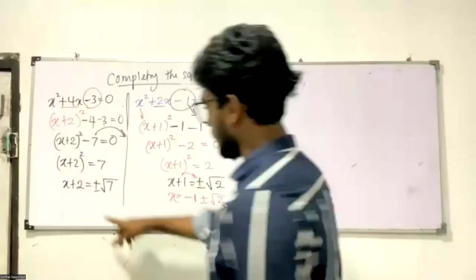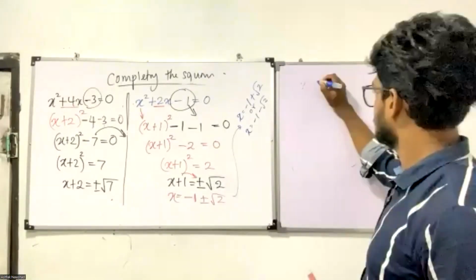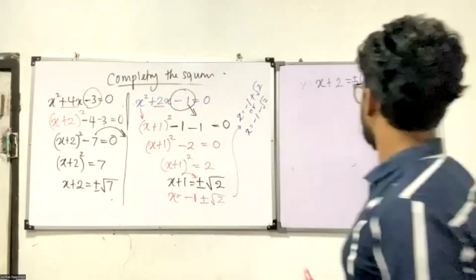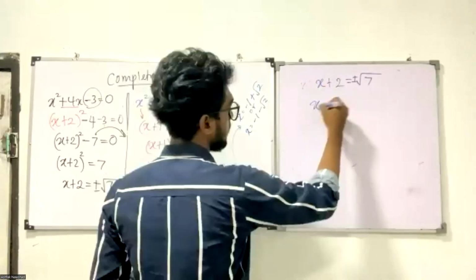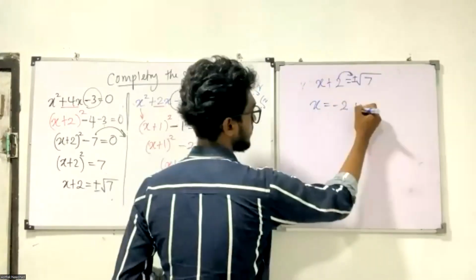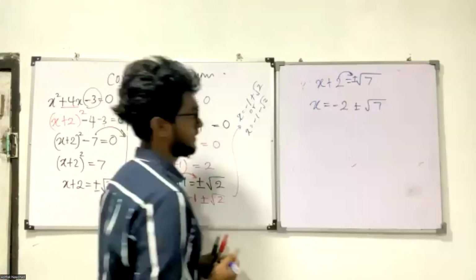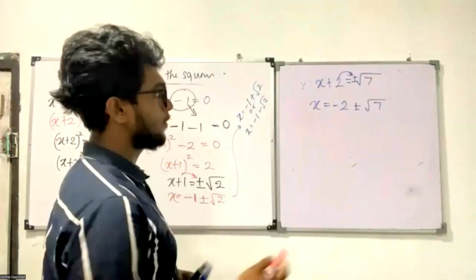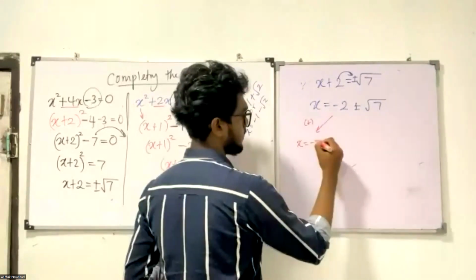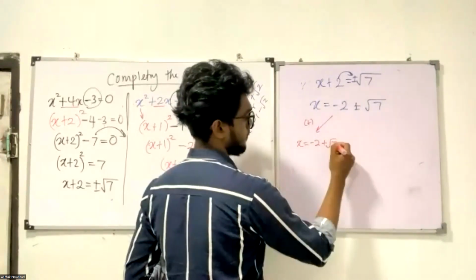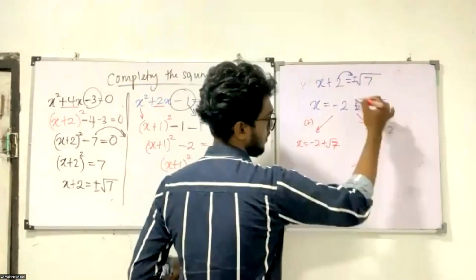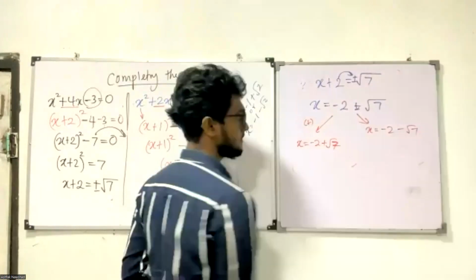So likewise, the same way we can do this. I'll write this here. x plus 2 is plus or minus root 7. We can take the x value as x equals, we can remove the plus 2. So x is minus 2 plus or minus root 7. Now we get two values for x. The positive value is x equals minus 2 plus root 7. And the negative value is x equals minus 2 minus root 7. Is this understood?